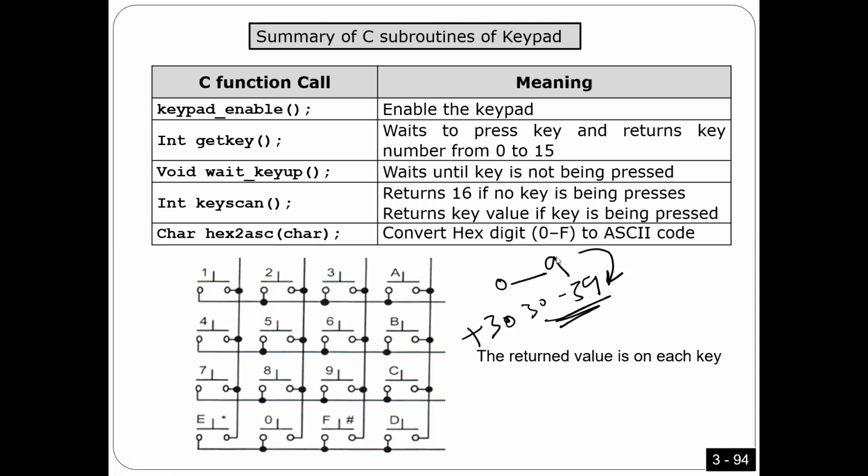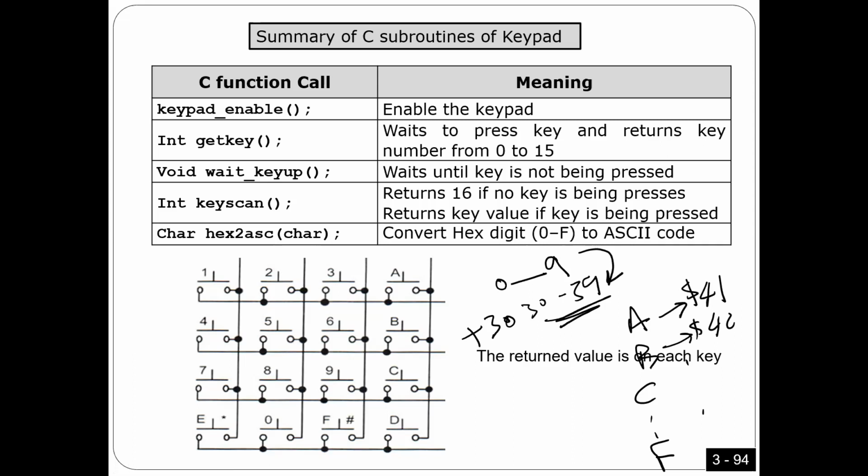But if it is A, B, C until F, the ASCII of this one is 41 hexadecimal, 42, and so on, right? So now, it gives you a number. How can you convert to ASCII, right? I'm gonna tell you two solutions. You can select whatever you like.